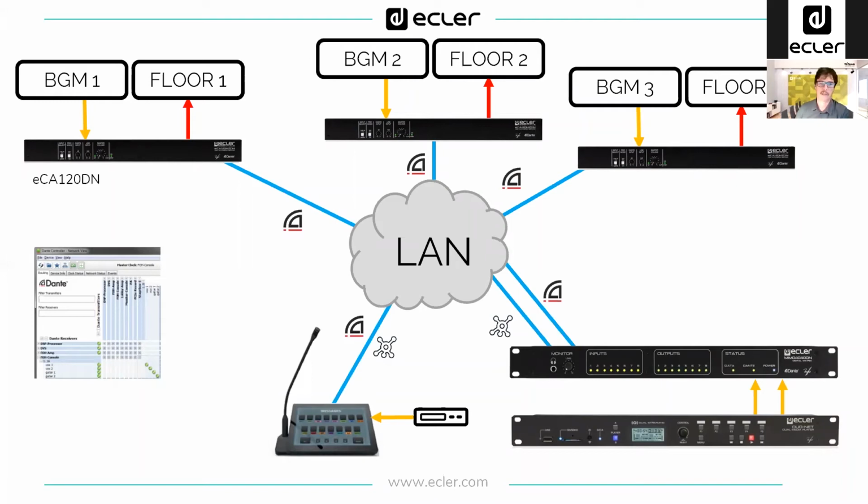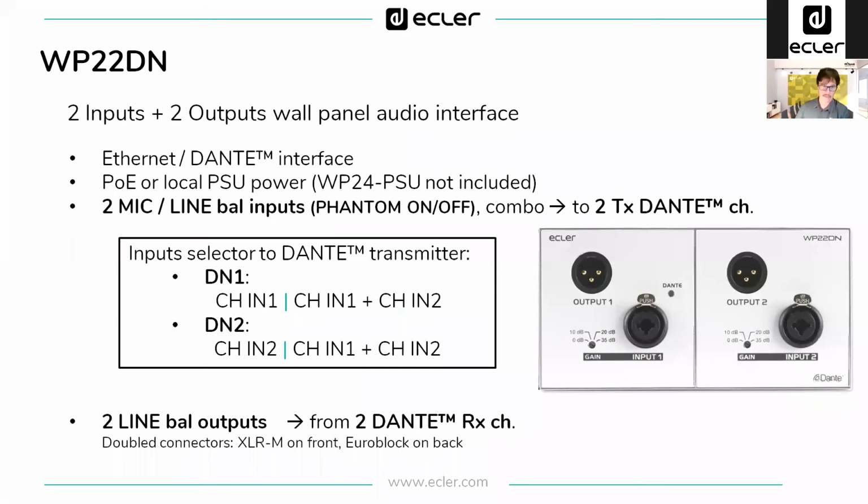Okay, let's move on and see another interface. After DN44 Bob, we've got WP22DN. 2 inputs and 2 outputs, wall panel interface.